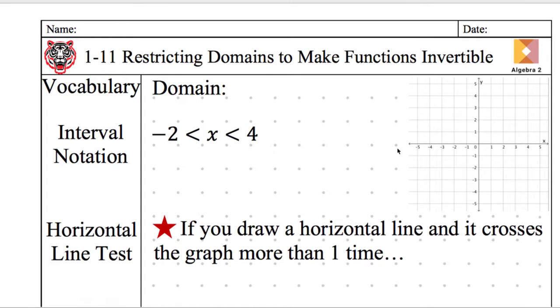This is Algebra 2, Lesson 1-11. We are talking about restricting the domains to make functions invertible. Last time in Lesson 1-10, we talked about the horizontal line test to test if something is invertible. Today we are going to use that in conjunction with restricting domains in order to make sure they're always invertible. All right, so we have some keywords today.